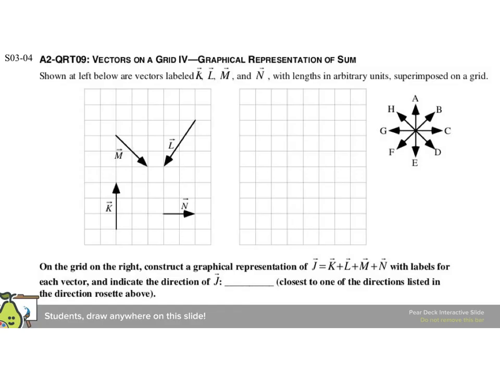All right, so this says, shown at left below are the vectors k through n, with the lengths in arbitrary units, meaning they're whatever they are. And on the grid, we're going to construct a graphical representation of the sum k plus l plus m plus n, and then indicate the direction of j, but we won't have to, we'll have seen it, we don't have to use the rosette. So take a second to do that.